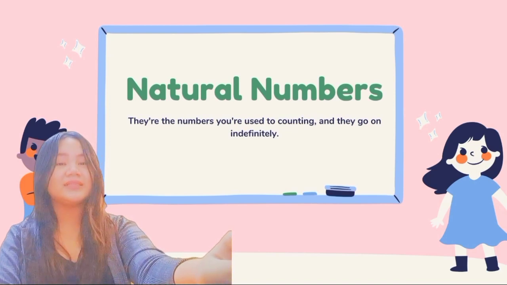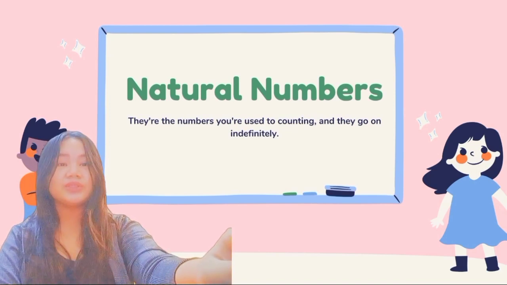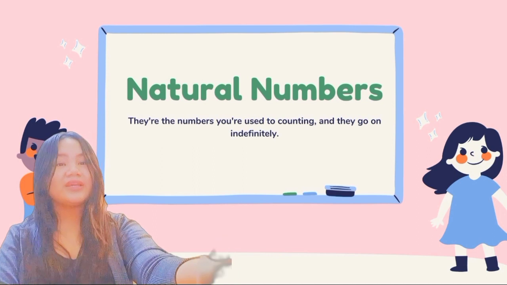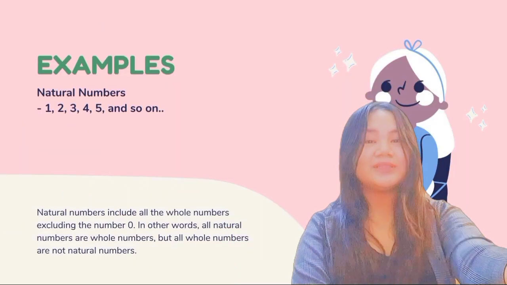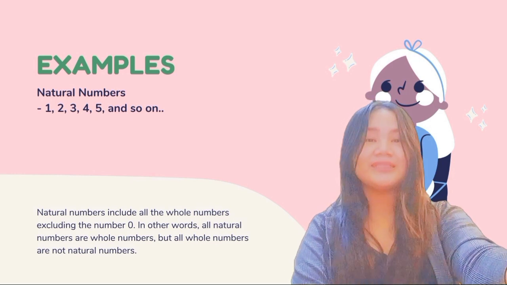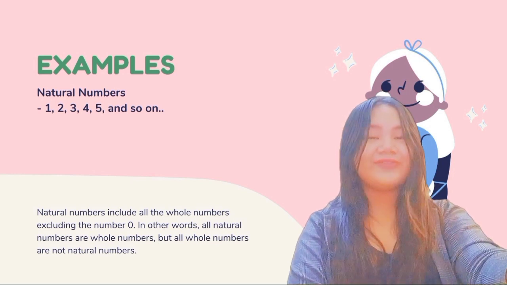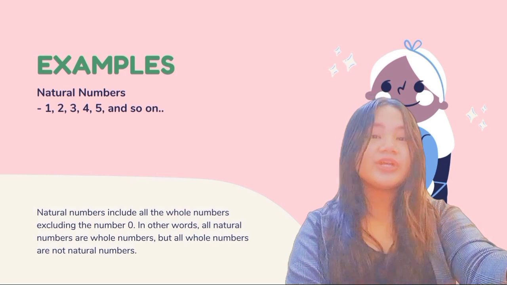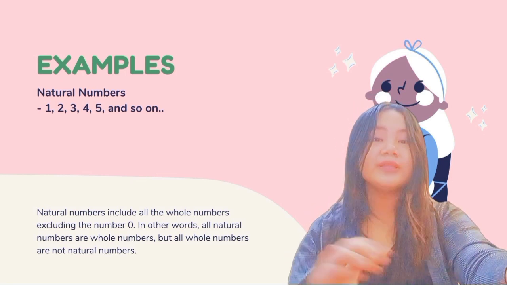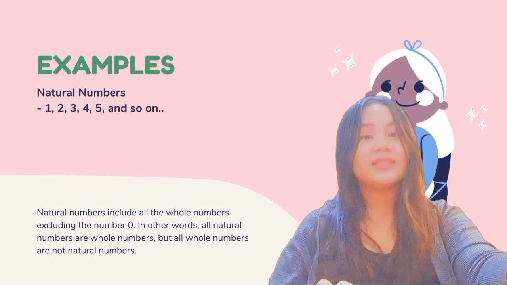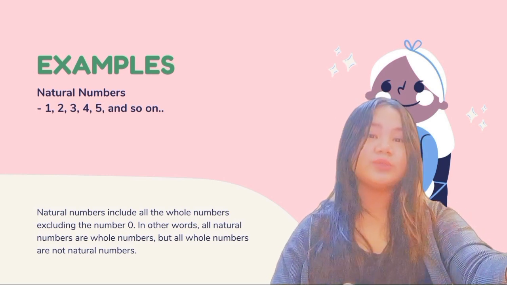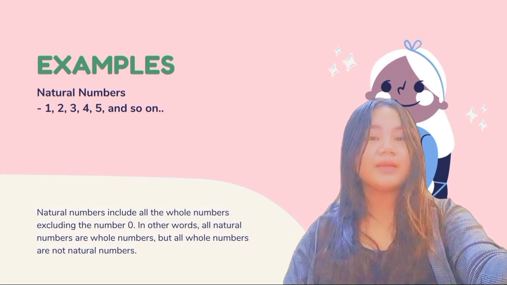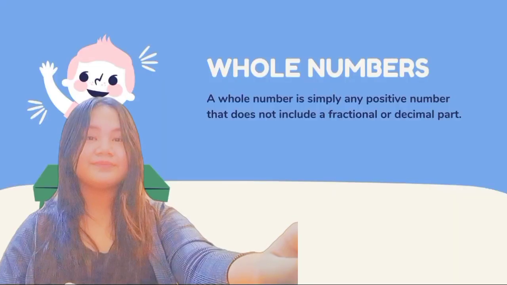Natural numbers. They are the numbers you're used to counting, and they go on indefinitely. Examples: 1, 2, 3, 4, 5, and so on. Natural numbers include all the whole numbers excluding the number 0. In other words, all natural numbers are whole numbers, but not all whole numbers are natural numbers.